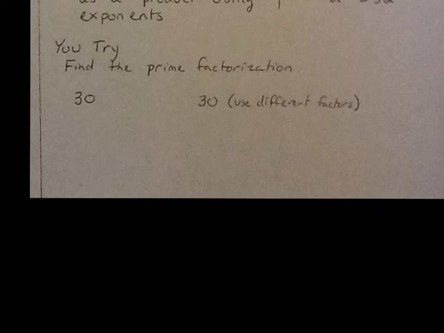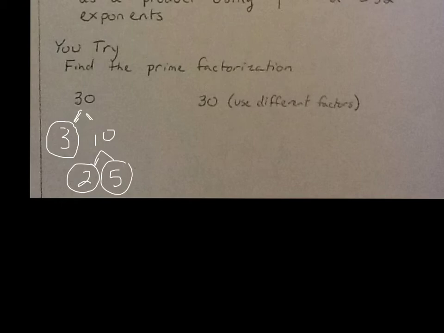All right. So let's look at 30. Let's try the first way. Let's do 3 times 10. Okay, and 3 is a prime number, so we're going to circle it. And then we can break 10 down into 2 and 5. And 2 is a prime number, and so is 5. So we're done. We have no more composite numbers, so we're done breaking it down. So our answer is going to be 2 times 3 times 5 equals 30.